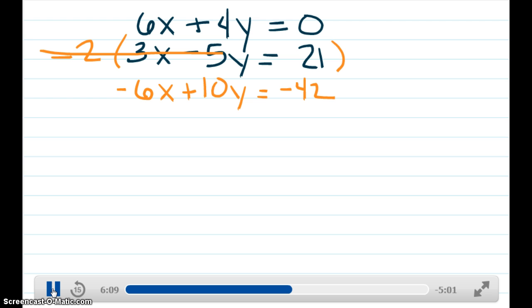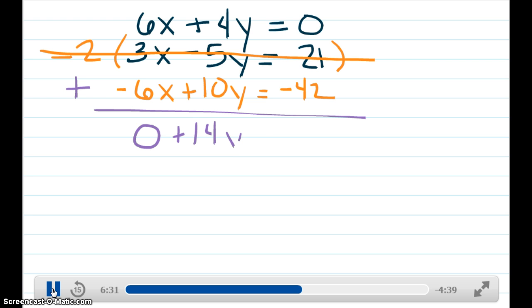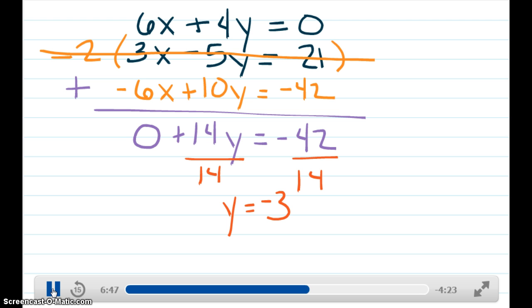Now I'm going to get rid of that whole equation in the middle, and I'm going to make this an addition problem again. So if you see, we have 6x, negative 6x, that becomes a 0. So you can write the 0 or you don't have to. And then we have a 4 plus 10, which becomes a plus 14y. And we have a negative 42. So in order to solve, we divide by 14. So y is going to equal negative 3.